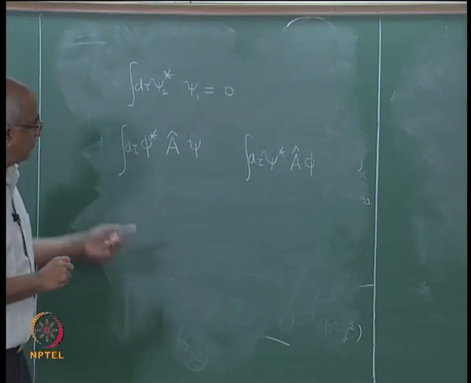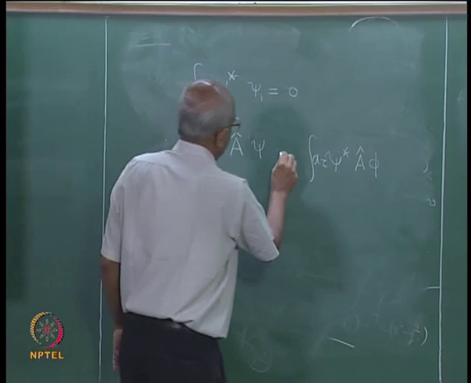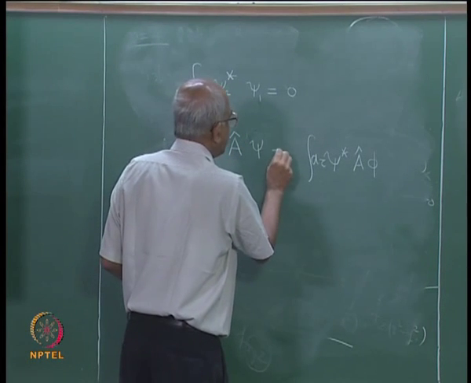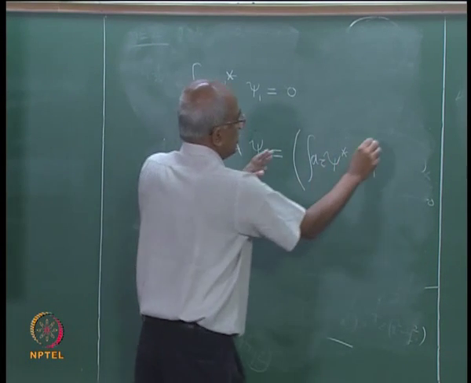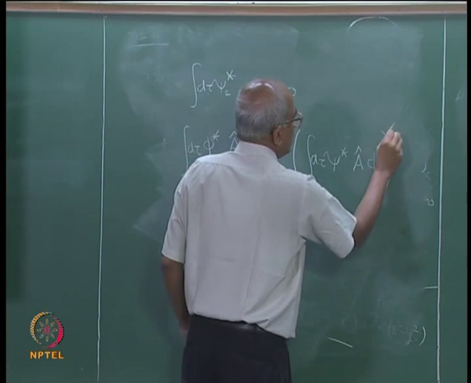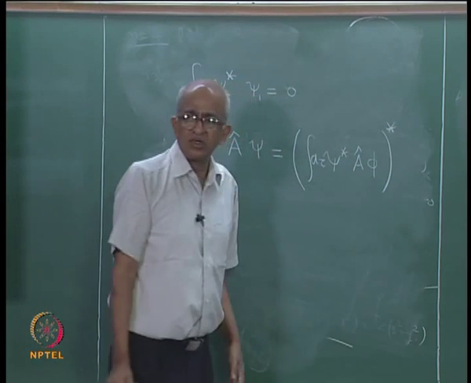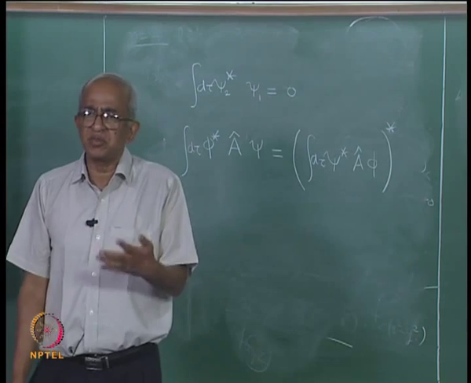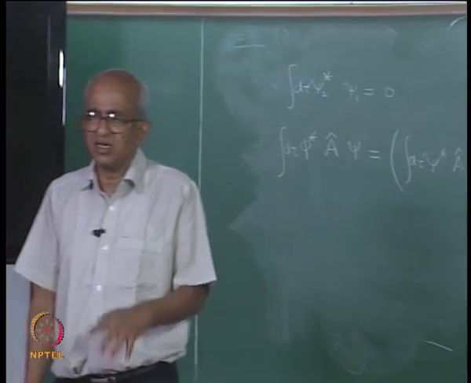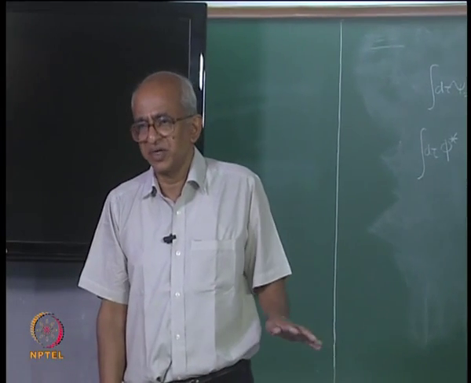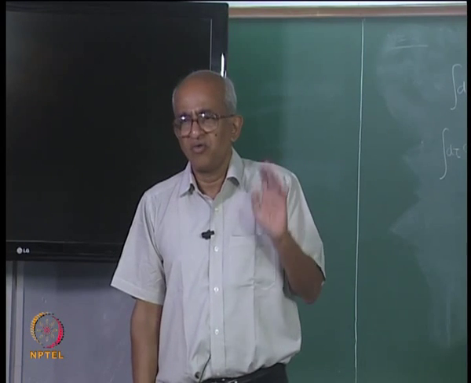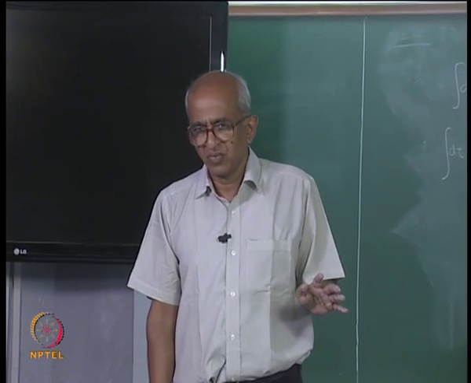If it so happens that this number and that number are complex conjugates of one another for any acceptable psi and phi, then I define A as a Hermitian operator. This was our definition of a Hermitian operator.